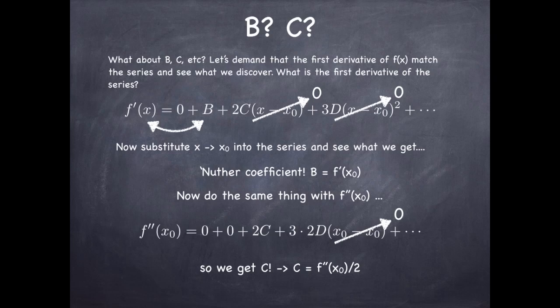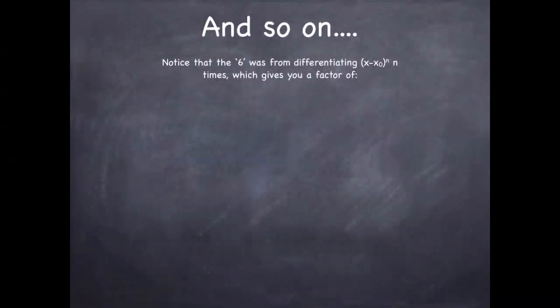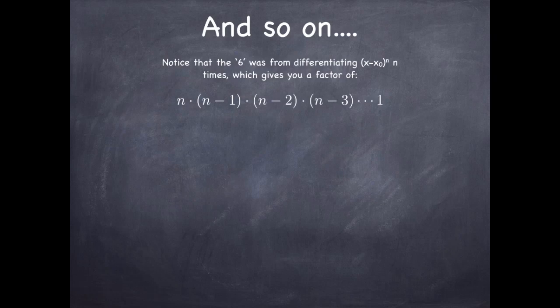I also want to point out that there's a factor of 6 in front of the D term, and if we did this again, we'd end up with D is equal to the third derivative of f divided by 6. And the 6 comes from having differentiated x minus x0 cubed 3 times. And what do you get when you do that? Well, you get 3 times 2 times 1. Well, you've seen that kind of pattern before.